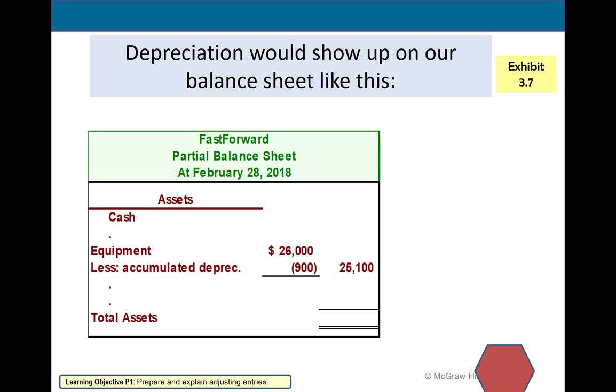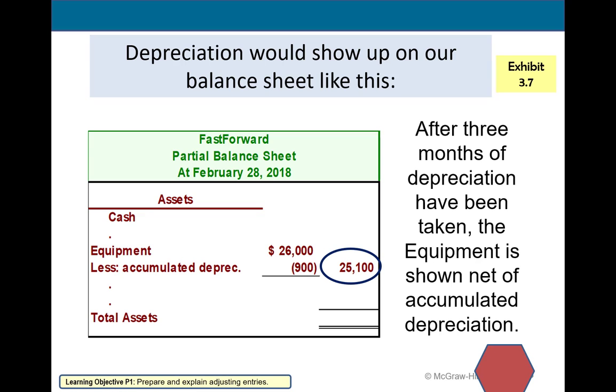You will find out later there is something called the cost principle that does not allow us to change the price of an asset during the life of the asset until we remove it from the books. So this accumulated depreciation gives the reader of our balance sheet an idea of how much longer we will be using this particular asset. After the 3 months of depreciation have taken effect, the equipment is now shown with a net amount of $25,100, and like I said, it's also called book value.